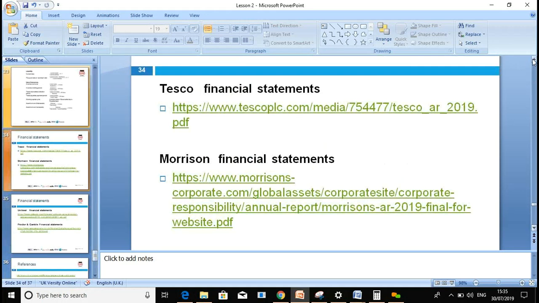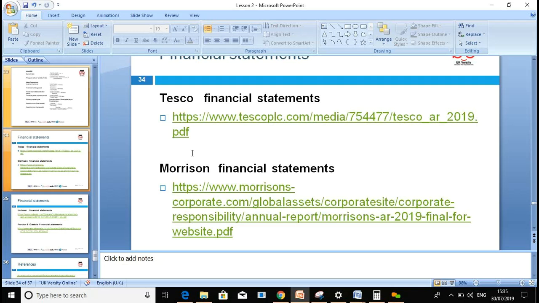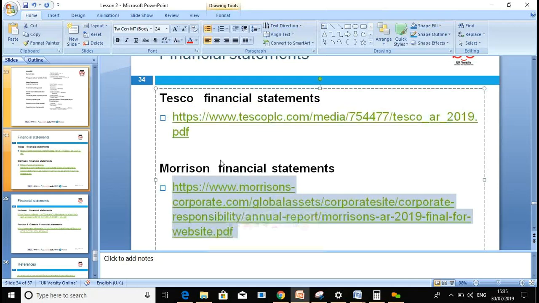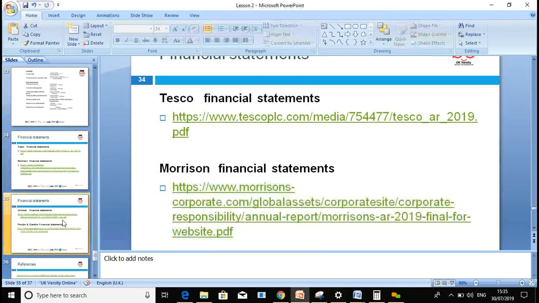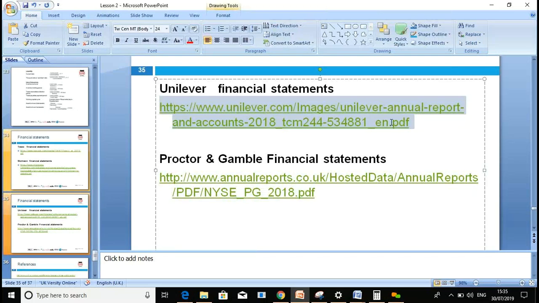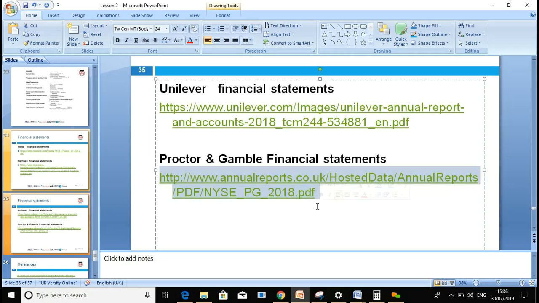Like if you want to go UK, in the UK we have Tesco and Morrison. These are supermarkets, fashion business, so we can use them there too, and we can compare. Then there are the world famous companies Unilever and Procter and Gamble. Unilever used to be called Lever Brothers in India, and it's the same company. We can click there, download their financial copy, and download their statements as well.